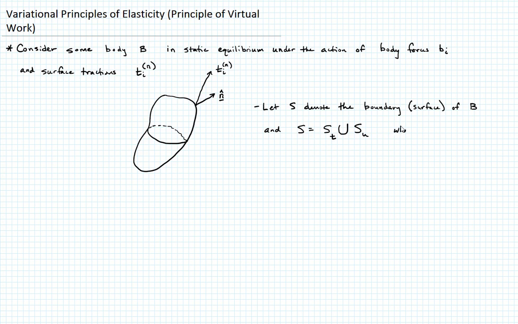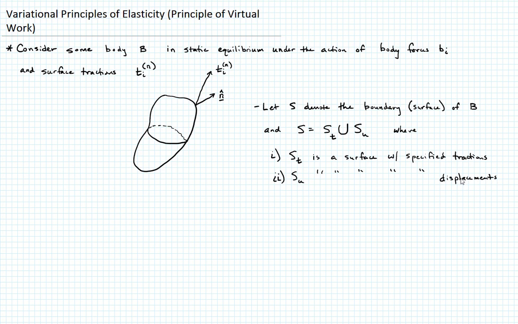I'll define those for you. Number one, S sub T is a surface with specified tractions. And don't forget, a specified traction could be a zero traction. It could be a free surface too. That would be a traction surface. And number two, S sub U is a surface with specified displacements. Remember, you can specify one or the other, but not both at any given point on the surface.